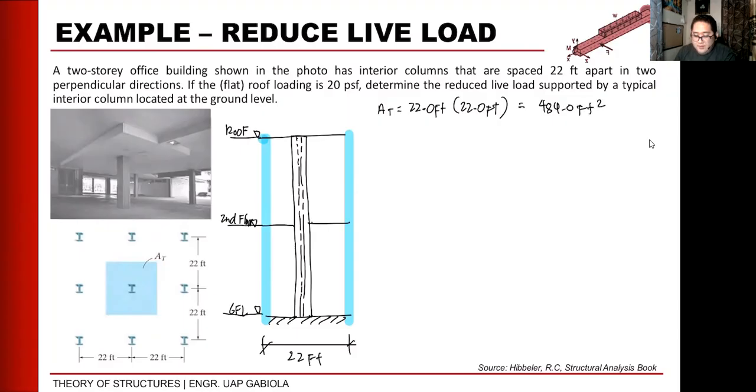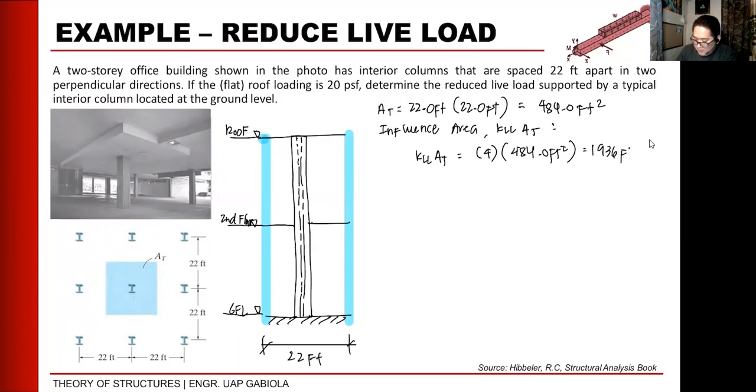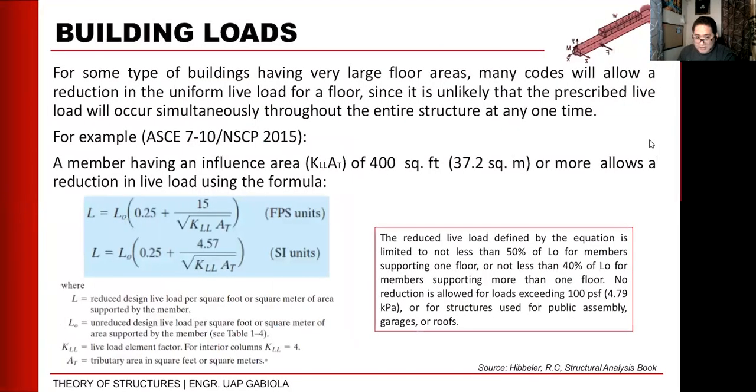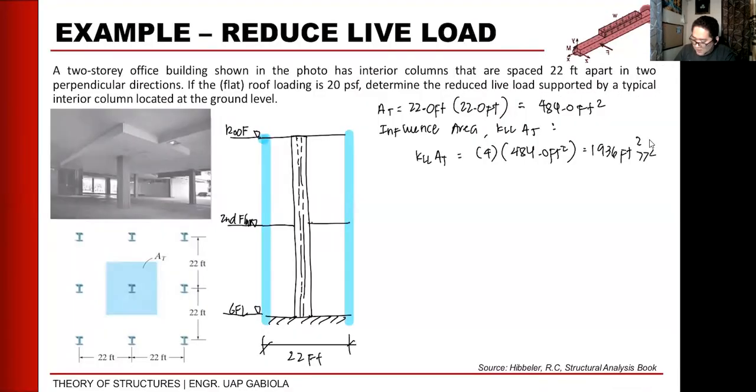Okay? And then we have yung influence area natin. Okay? Yung influence area natin is KLL times AT. Okay? So yung KLL natin is again, pag interior column tayo ay 4 times natin ng 484. Okay? Pag minultiply natin, that is equal to 1936 feet square. Okay? Na dapat, sabi dito sa code, balikan lang natin, dapat siya ay more than 400 square feet. And nakuha natin na value is way, way, way more than 400 square feet. Therefore, reduction of live load is allowed.